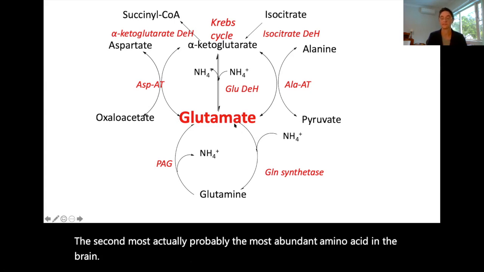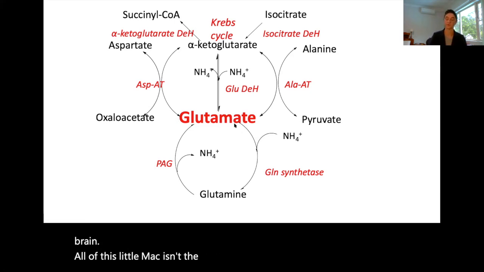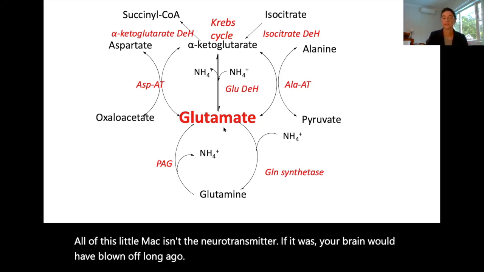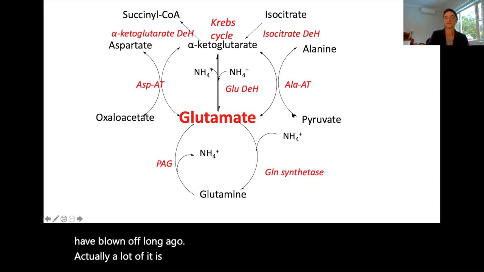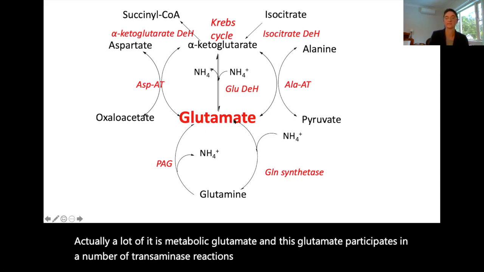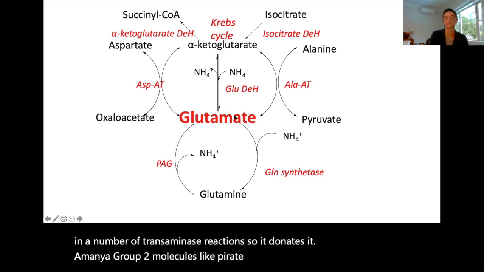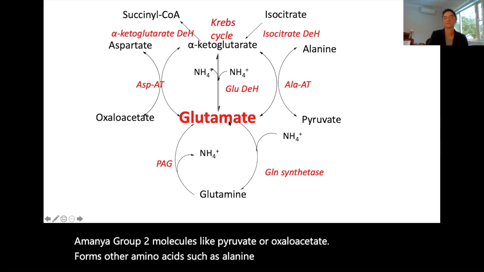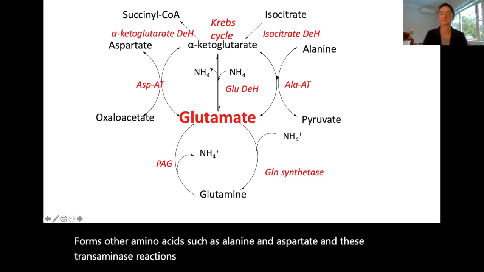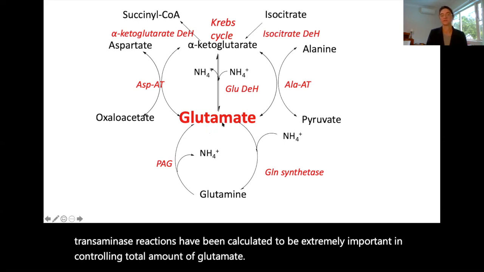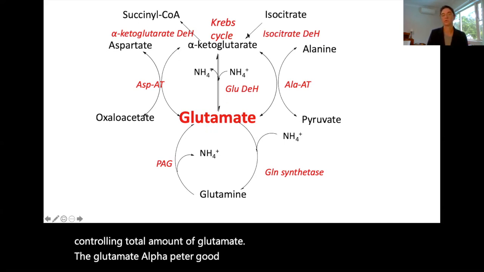All of this glutamate isn't a neurotransmitter. If it was, your brain would have blown off long ago. Actually, a lot of it is metabolic glutamate. And this glutamate participates in a number of transaminase reactions. So it donates its ammonia group to molecules like pyruvate or oxaloacetate and forms other amino acids such as alanine and aspartate. And these transaminase reactions have been calculated to be extremely important in controlling the total amount of glutamate. And the glutamate alpha-ketoglutarate pair is always the other half of the transaminase reactions.